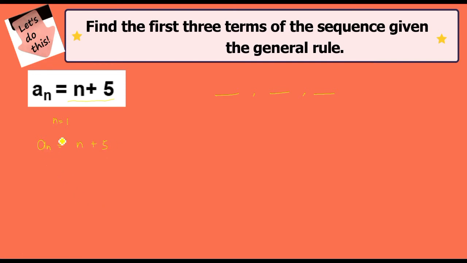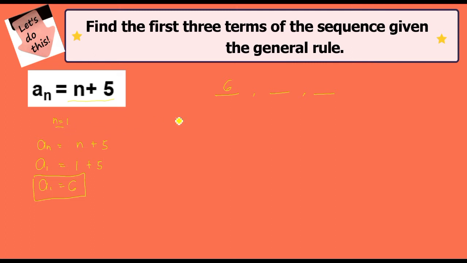Then, papalitan lang po natin ng n ng 1. So, A sub 1 equals, ang n po natin ay 1 plus 5. So, i-add lang po natin, A sub 1 equals 1 plus 5 is 6. So, yan po yung unang term natin, which is 6.